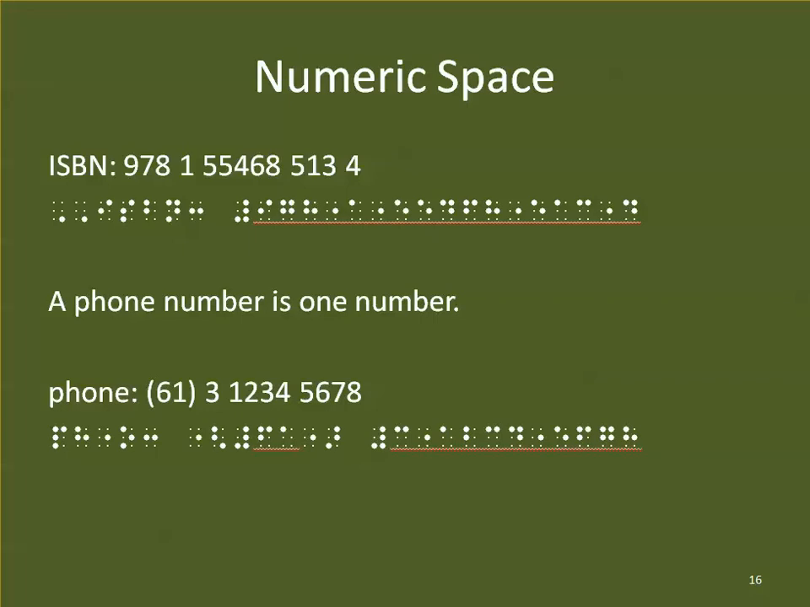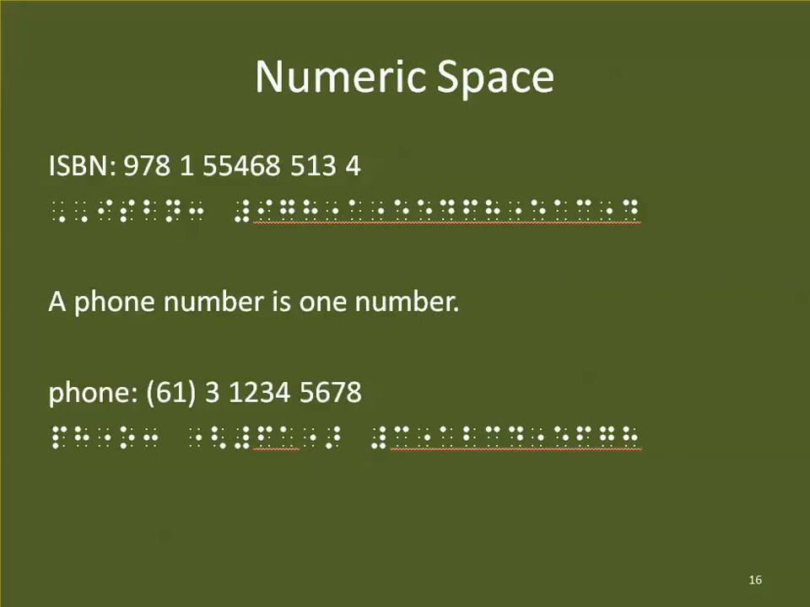A phone number, for the record, is considered one number. So if we have a phone number, this is from somewhere else other than the United States, obviously, but they have spaces in between the segments. The first part, we have 61 in parentheses, and that's a separate number. Then we have just a regular space, and then 3, whatever, 1, 2, 3, 4, 5, 6, 7, 8, that's considered one number. This example might be a little bit confusing because we're not used to phone numbers being written this way, but a 61 apparently is its own individual unit because it's in parentheses. Then we have a space, and then the rest of the number.